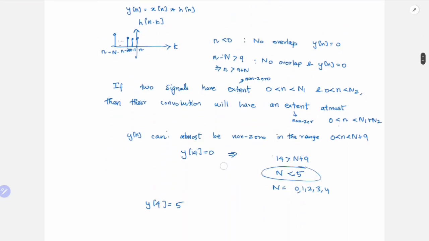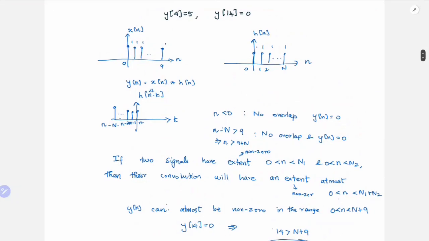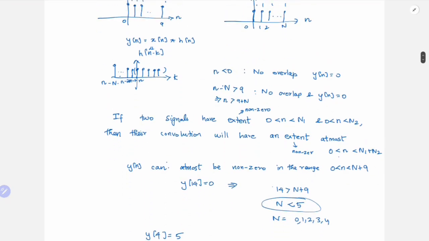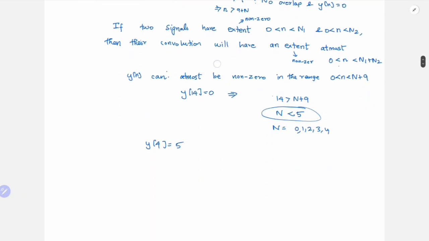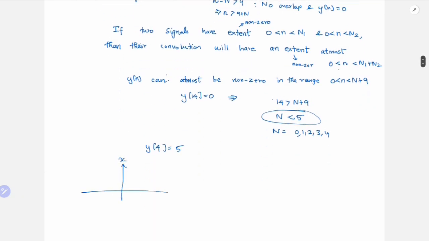So what you have, y of 4, how will you calculate? You should shift this by 4 units. So you will have 1, 2, 3, 4 and 0, 1, 2, 3, 4, and you will have 5 of them overlapping, correct? So let me draw it again separately. Okay. So this is my x of n, and I have 1, 1 up to 9. And I want h of 4 minus k. Let me call it k.